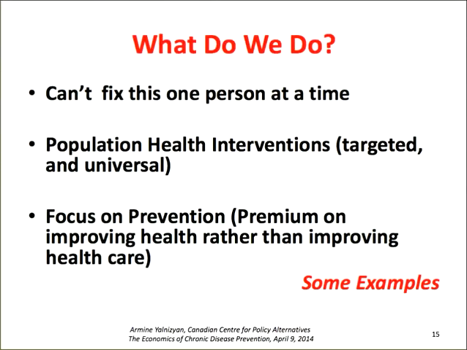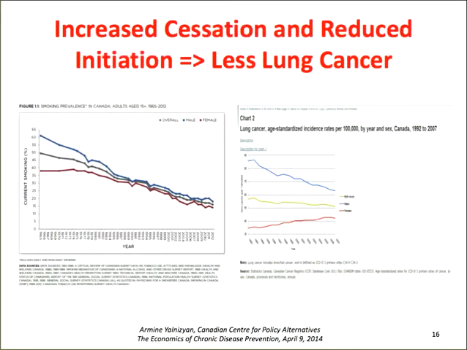So here's some examples. Dr. Kruger talked about increased smoking cessation, and reduced initiation means less lung cancer. So we have 3 lines here on the left. All of them are showing reduced prevalence of smoking amongst the total population, which is in the middle, the top, which is male, and the bottom, which is female. What you will see on the right-hand side, however, is that though the prevalence of lung cancer has dropped for the general population and for men, it's on the rise for women. What gives? We don't know.